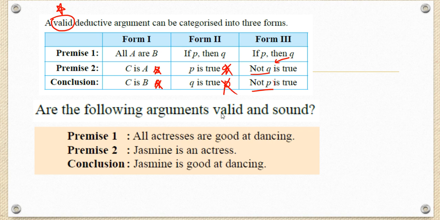So, are the following arguments valid and sound? For this topic, you have to determine whether it is valid and whether it is sound. Let's look at this example. Premise 1: all actresses are good at dancing. Premise 2: Jasmine is an actress. Conclusion: Jasmine is good at dancing. So from here, we can see that this is a form 1 deductive argument, because all actresses are good at dancing. All A are B.